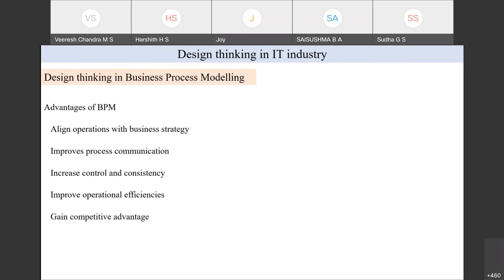Gain competitive advantage. Of course, by inculcating knowledge, or by inculcating transparency, let us say, in the models, obviously knowledge will be shared, better solutions will be obtained, and due to the better solutions, competitive advantage will also be obtained.